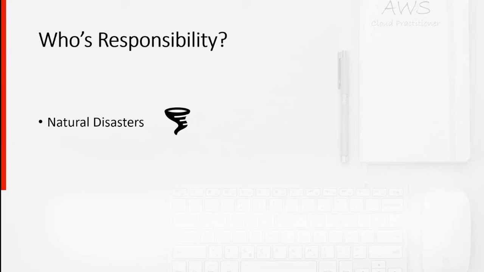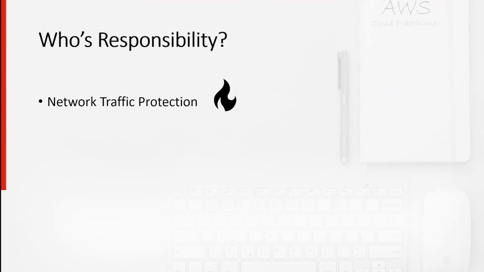Whose responsibility for natural disasters? AWS. So if a tornado or something like that was to happen near their data centers and destroy their data centers, or an earthquake or something, AWS is responsible. Whose responsibility? Network traffic protection. Customer. So the customer is responsible for their network traffic going in and out their network. They're responsible for the protection.